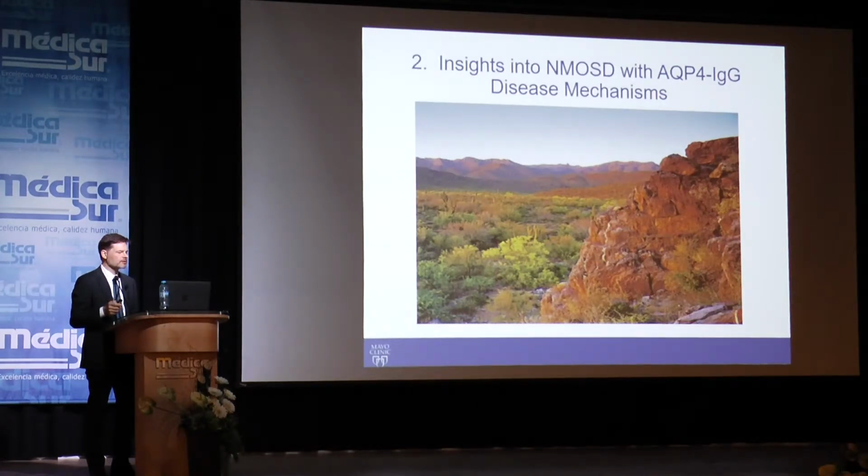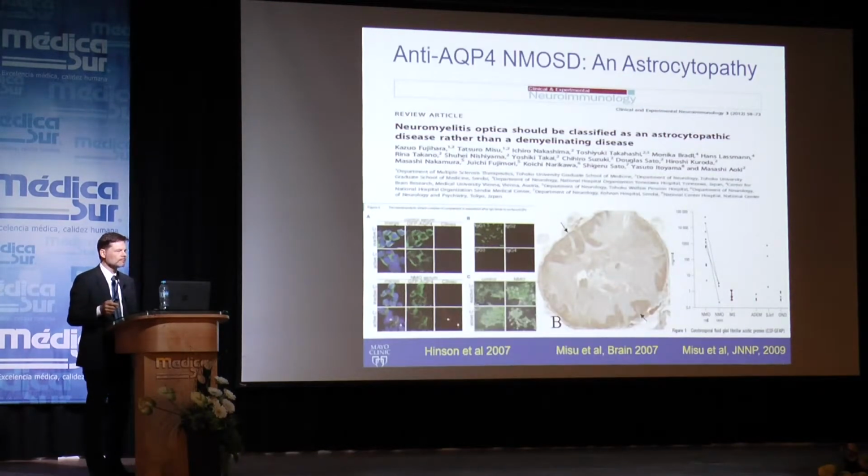So what's happening in this disease? How does it work? Well, although we talk about it often as an inflammatory demyelinating disease, many now argue that we should be thinking of it and classifying it as an astrocytopathy. And the reason for that is because aquaporin 4, the target antigen of this antibody, which used to be called NMO-IgG, it's found throughout the nervous system, in fact throughout the body, but in the nervous system it's particularly found on astrocytes and astrocyte end feet.